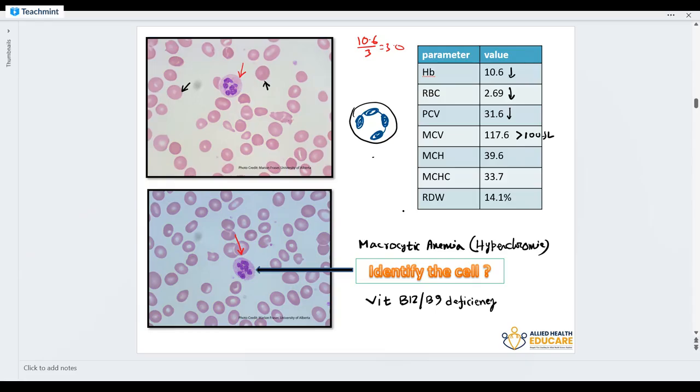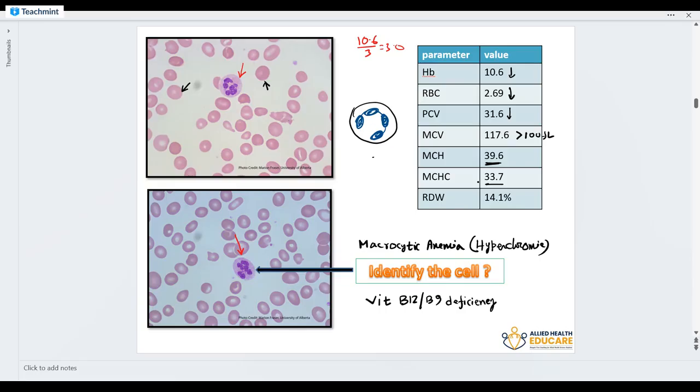And in case of macrocytic anemia, the MCH value is greater and the MCHC value is greater or not. This is a very important situation in case of macrocytic anemia. The MCV is greater than 100 femtoliter and MCH becomes 39.6. If the RBC size is bigger, then much more hemoglobin is inside the RBC. And here RDW is quite normal.